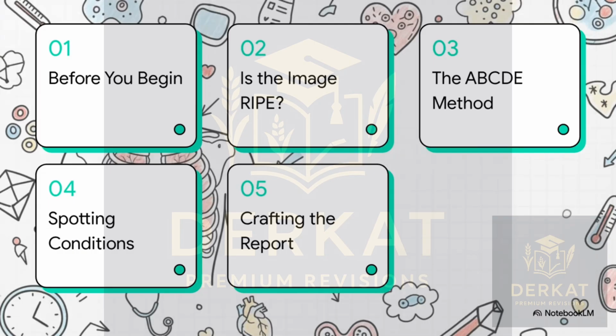So, here's our game plan. We'll start with the essential checks you have to do before you even look at the lungs. Then we'll assess the film's quality using the awesome RIPE mnemonic. After that, we'll dive into the core ABCD interpretation method, see how that helps us spot common problems, and finally, wrap up by learning how to present our findings like a pro.